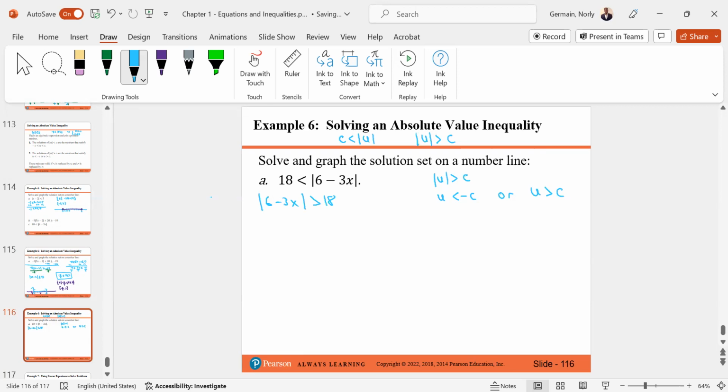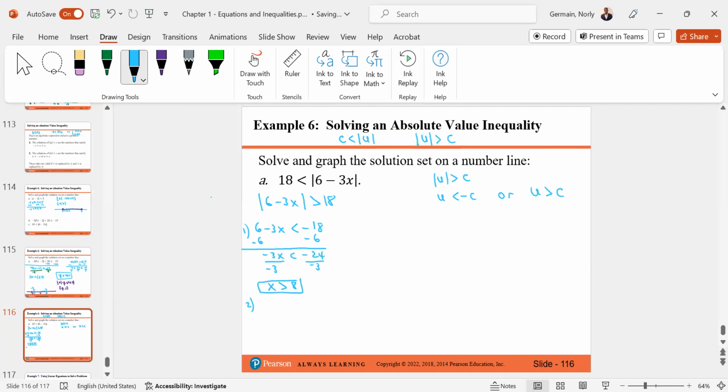Now, with that one, we say 6 minus 3x is less than negative 18. That's the first one. Because it's compound, we're going to have two. If we subtract 6 from both sides, we end up having negative 3x less than negative 24. If we divide both sides by negative 3, we have x greater than 8. That will be the first answer.